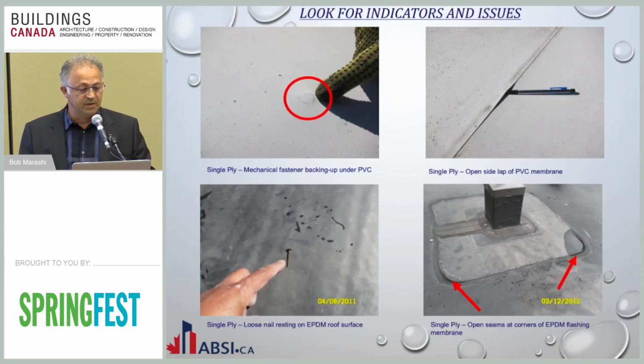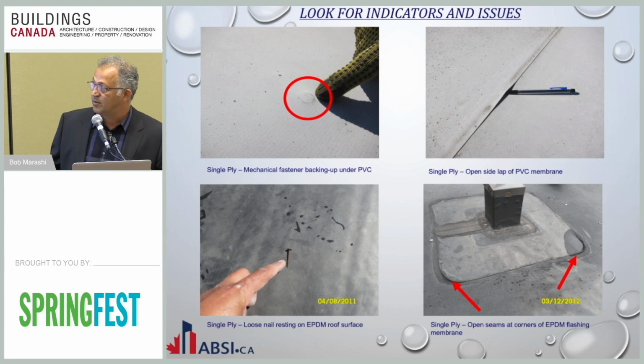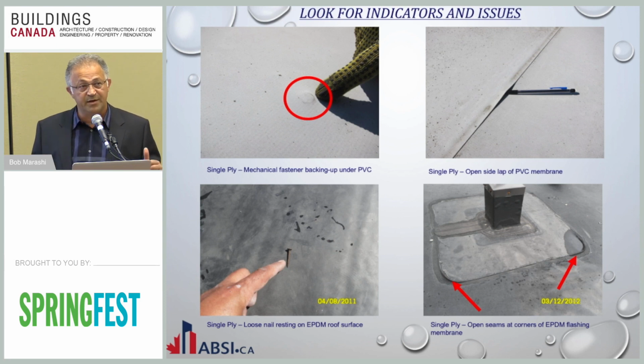Just some examples to look for and the indicators on roofs. I'll go through a few slides. If you see a single ply membrane with open seams, such as that, or fasteners backing up underneath the membrane, that's an indicator that something's really wrong inside your roof. You've got to do something about it. No sharp objects on the roof. No flashing open. If you have any flashings that are opening up, please fix them before it's too late.